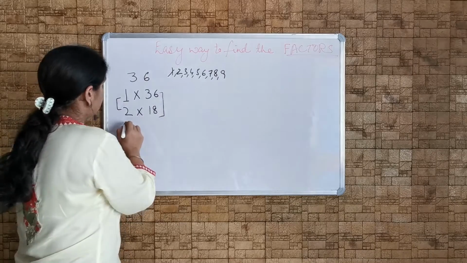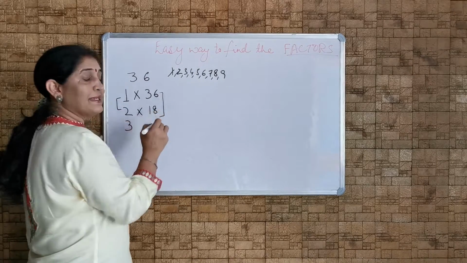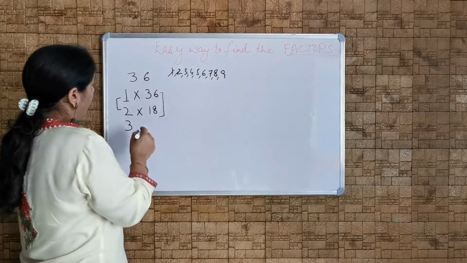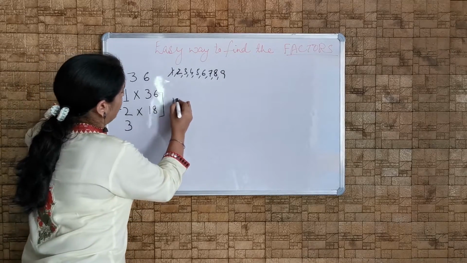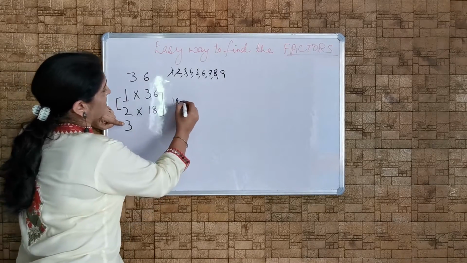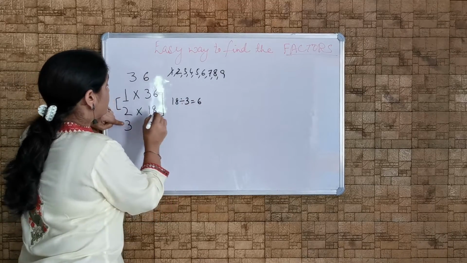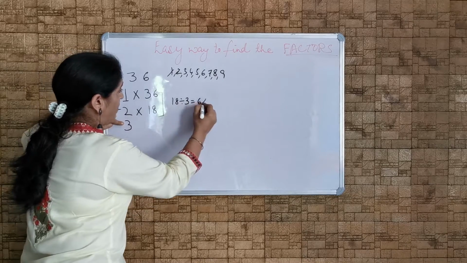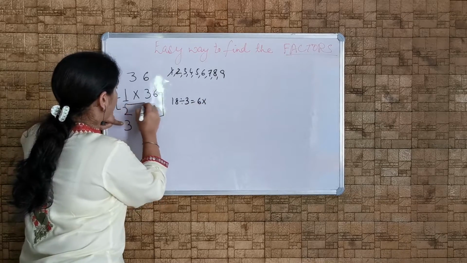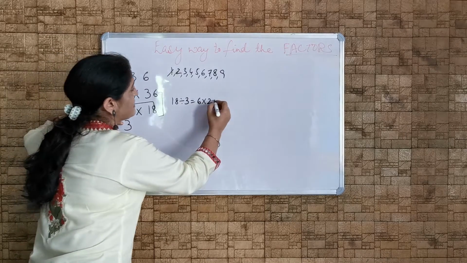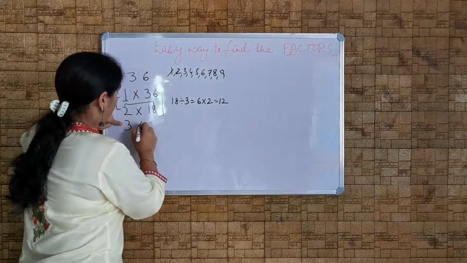Next digit is 3. 1 plus 8 is 9, so this number is divisible by 3. I will divide this 18 by the next digit 3 and the answer is 6. 6 will be multiplied by the second factor of this equation, so the answer is 12. I am writing it here.